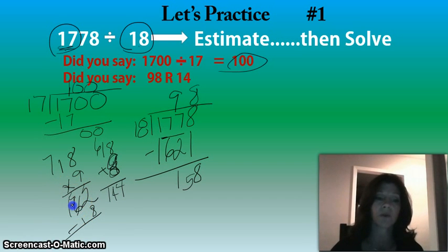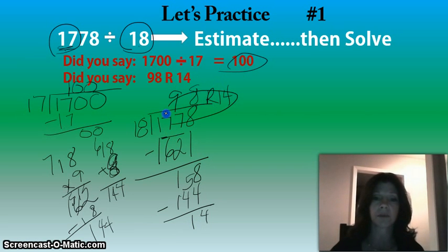I'm going to borrow a 1 from the 6, and I'm going to give it to the 2. 12 minus 8 is 4. 5 minus 1 is 4, and bring down my 1. So now I know that 18 times 8 is 144. When I subtract that, 8 minus 4 is 4, 5 minus 4 is 1, and there is my remainder, 14. That actual answer is very close to my estimate.